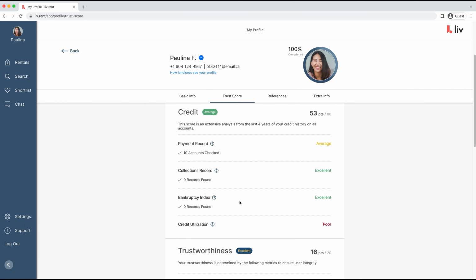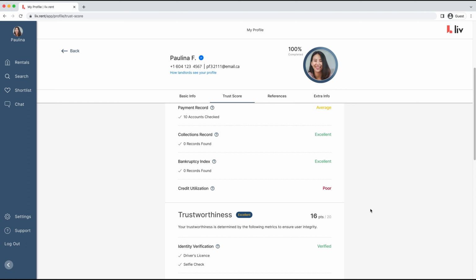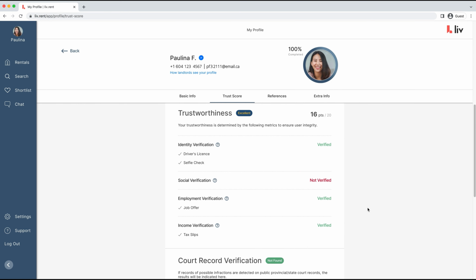The remaining 20 points of your Trust Score come from the trustworthiness portion, which is established based on identity, income, and social verification, as well as your income to rent ratio and a court record verification. We ask both renters and landlords on our platform to verify their identity when signing up to ensure that we continue to build a trusted rental community.